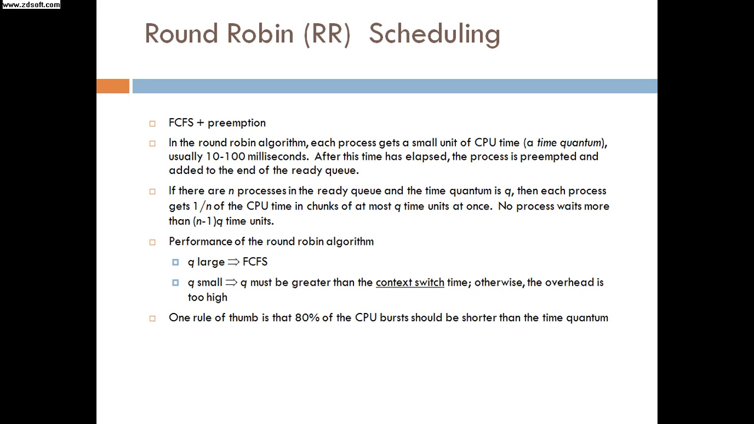If the time quantum is very small, then Q must be greater than the context switch time. Otherwise the context switch will happen frequently. The context switch is an overhead, and if it is too high, it is not going to do any useful work.